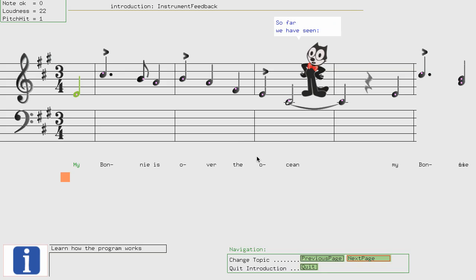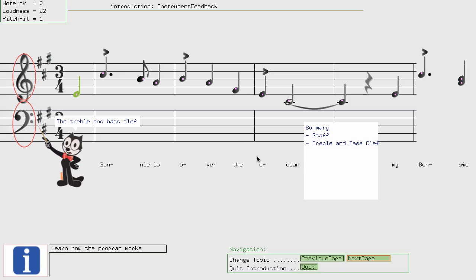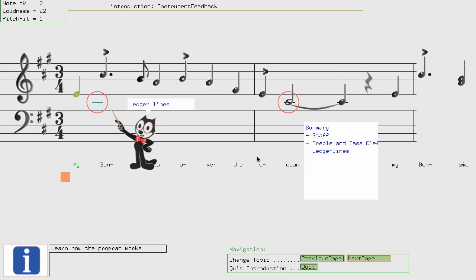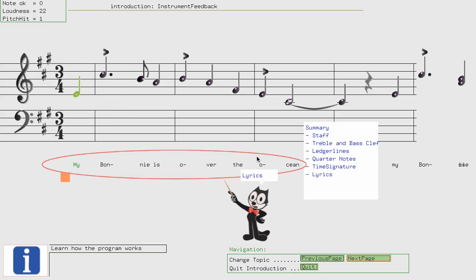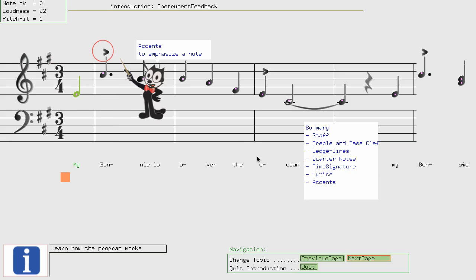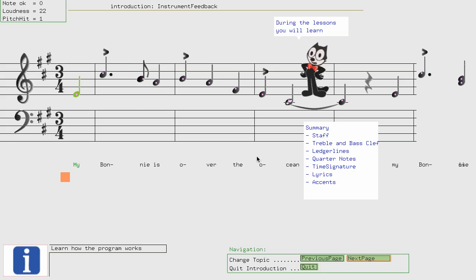So far we have seen the staff, the treble and bass clef, ledger lines, quarter notes, the time signature, lyrics, and accents to emphasize a note. During the lessons, you will learn more elements of the music. Explore the lessons and have fun.